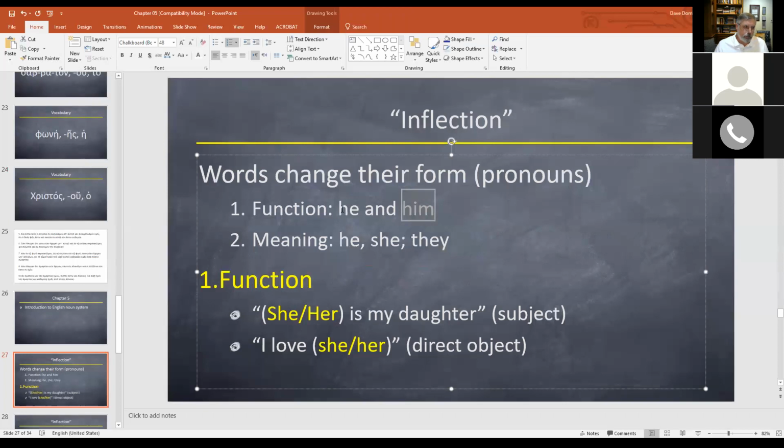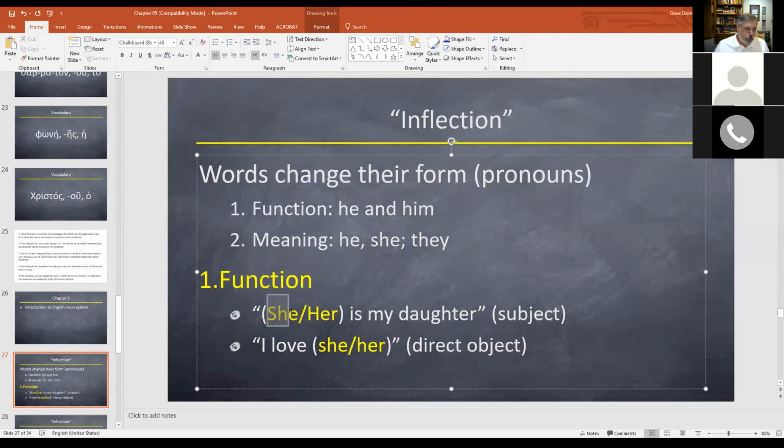But that's an inflection. So they change the spelling to give it a different function, or they change the spelling to give it a different meaning. He, she, or they. So those are called inflections. One reason to change is function. Which is more correct? She is my daughter, or her is my daughter? She is my daughter. Sure, that's the subject. We know that very naturally in English.